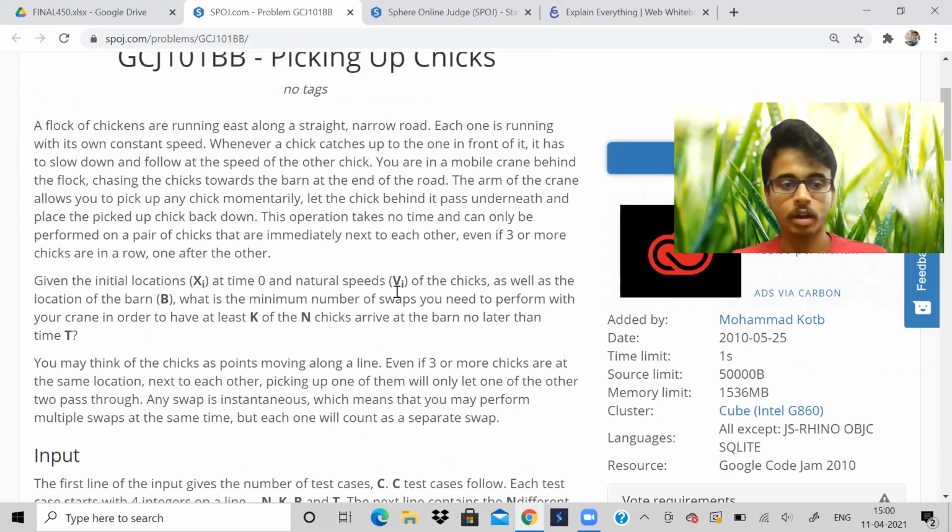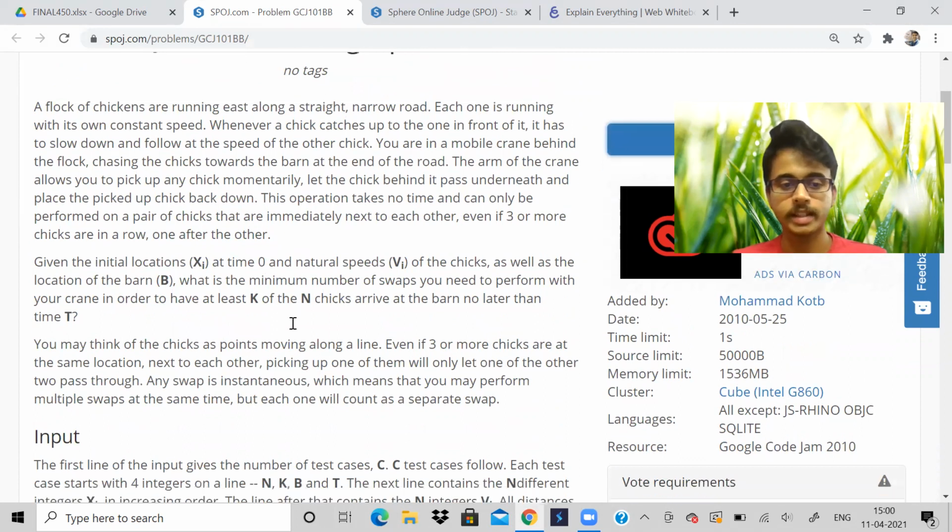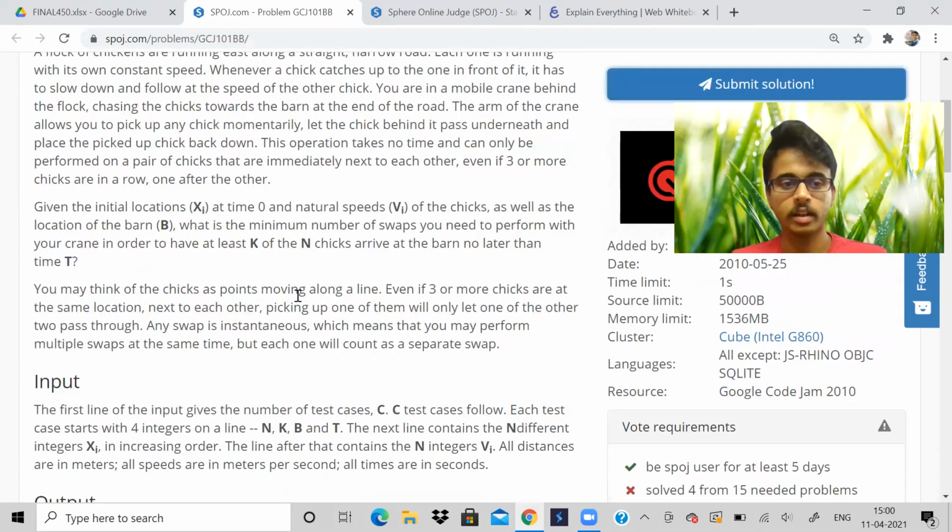So I hope you have read the problem. So what is the problem statement? Basically, there are n chicks, and they are located at certain coordinates x of i. All of them have certain speeds v of i. There is a barn at a location B.